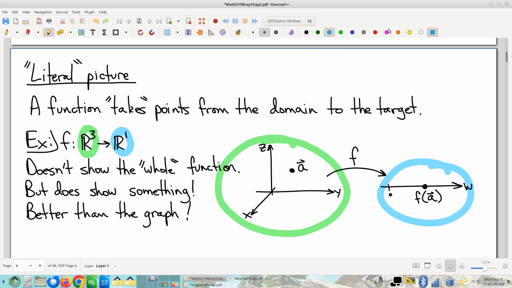And what does a function do? Well, it takes points out of the domain and plops them down into the target. And so that's kind of what I'm trying to represent here. I take this point here and I can imagine plopping it down in the target like so. So this is about as literal as I know how to get in representing the story of what this function is doing. Right? It's taking points like this one over to image output points like that one.